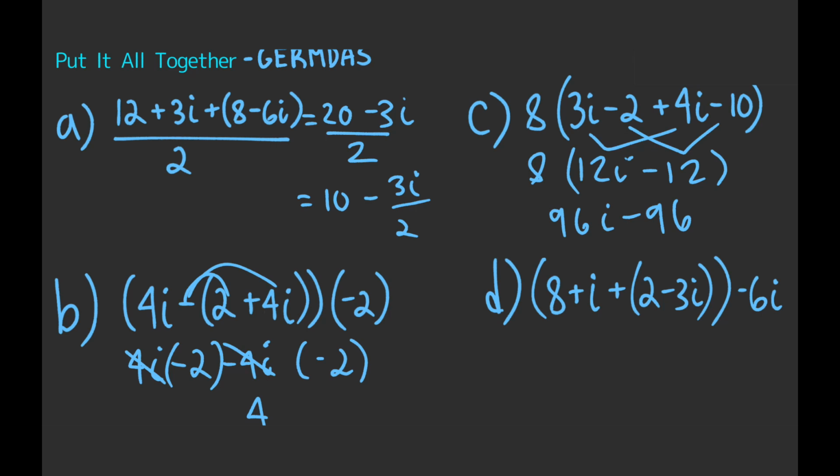Finally, on to example D. We're going to work inside the parentheses again. We're going to add these together by combining like terms. We have 10, and combine these together, and we have -2i. Then we are going to subtract -6i, combine like terms, and we end up with 10 minus 8i.